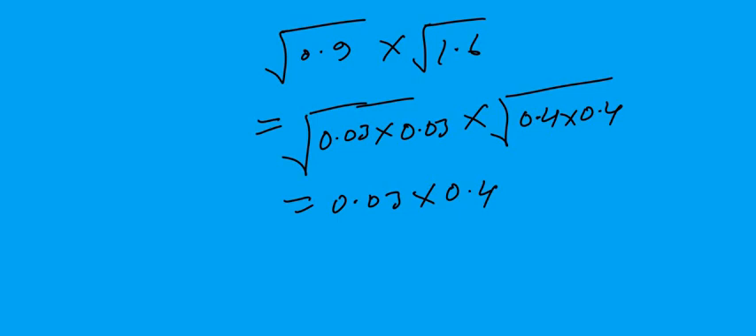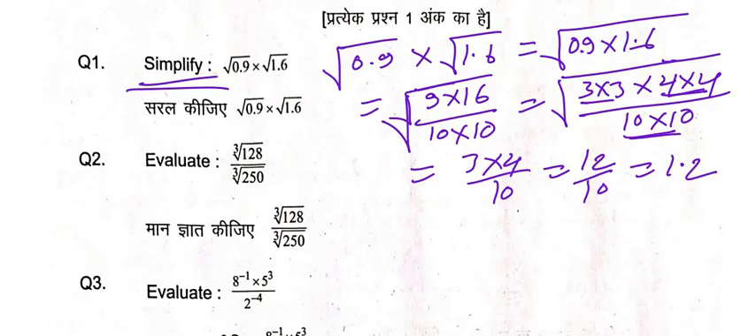So finally you get 0.03 into 0.4. Whenever you multiply, you will get 0 point something, and when you remove the decimal, finally you will get 1.2 when you multiply. So either you solve by removing the decimal or without removing the decimal, you will get the solution 1.2. Many students have made a mistake in this question.